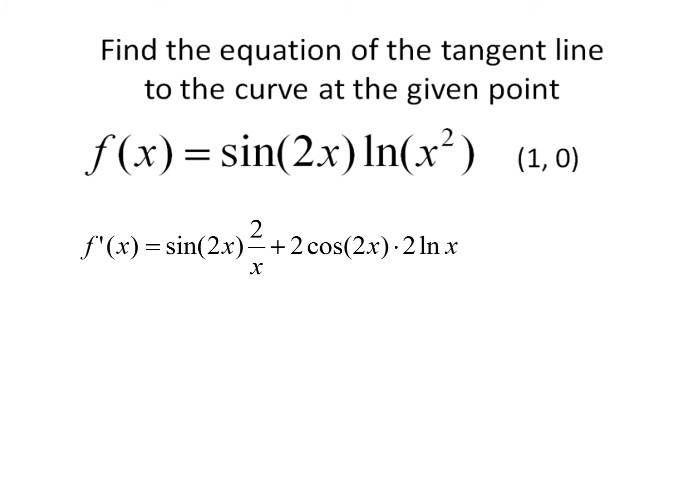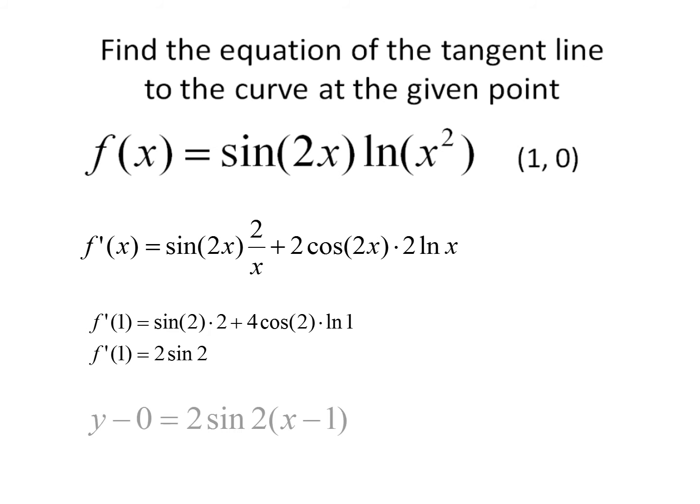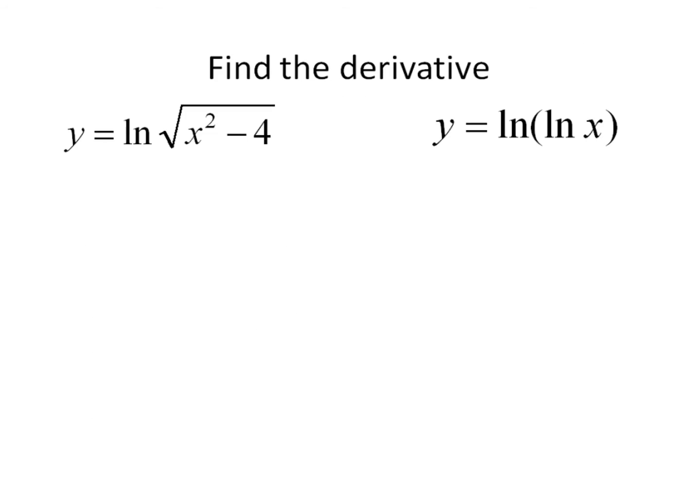Once I have the derivative, then I can just simply evaluate the derivative at 1. And once I have the derivative, I have a point 1, 0. I can write the equation of the tangent line. And of course, I don't have to write 0.